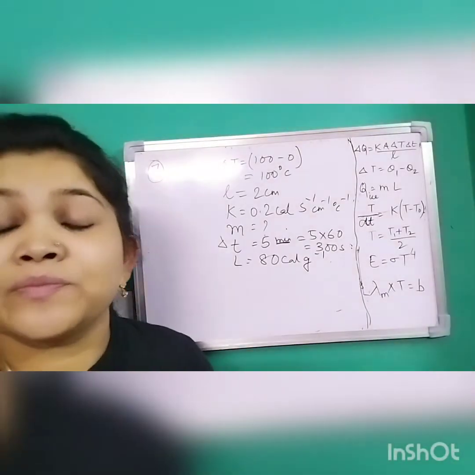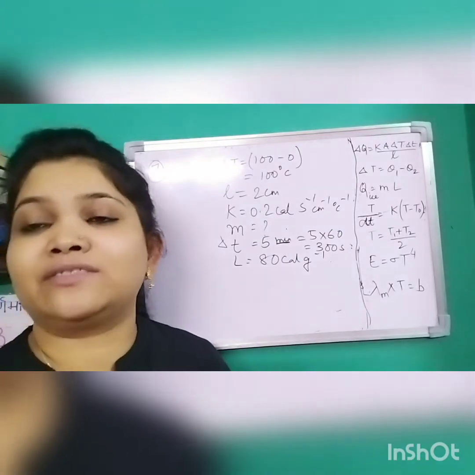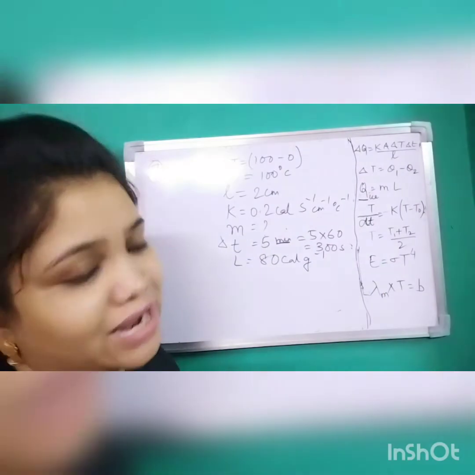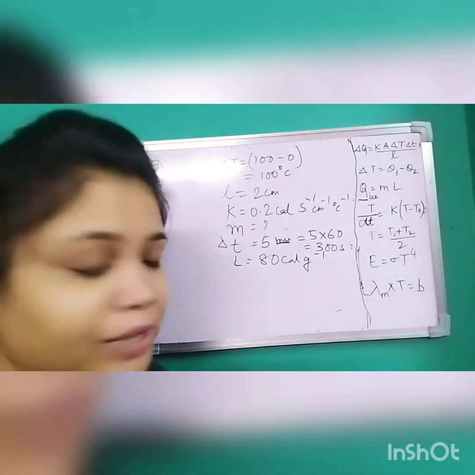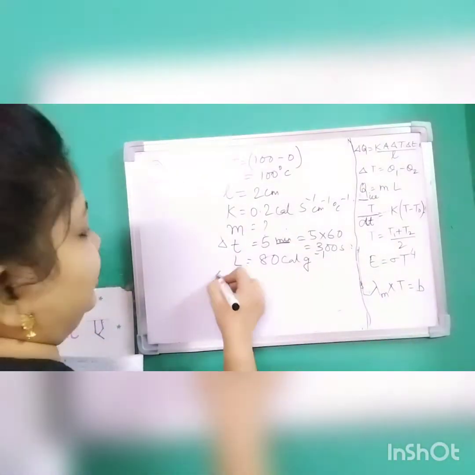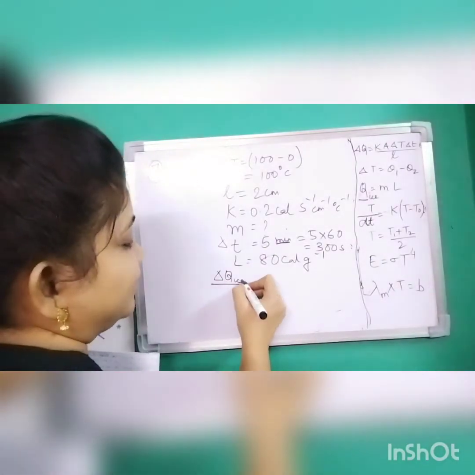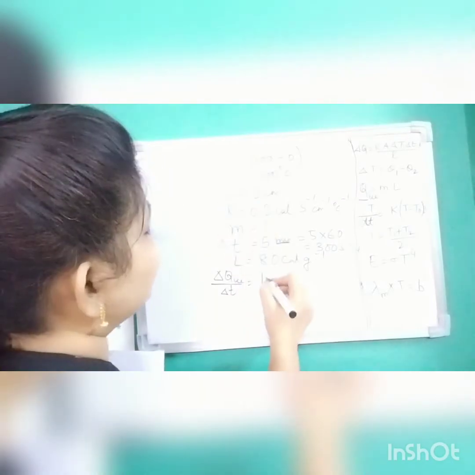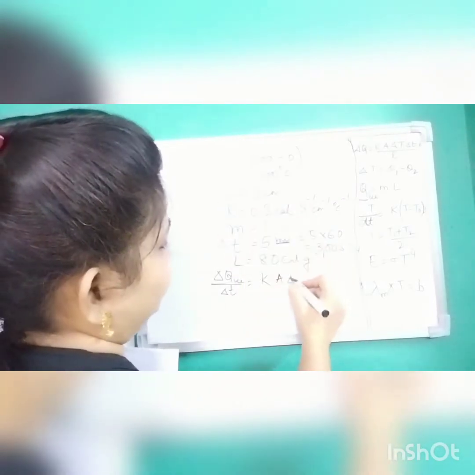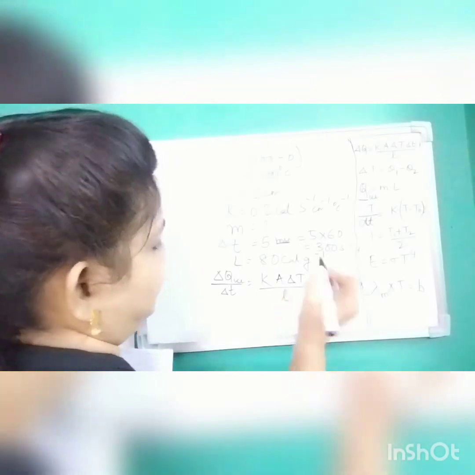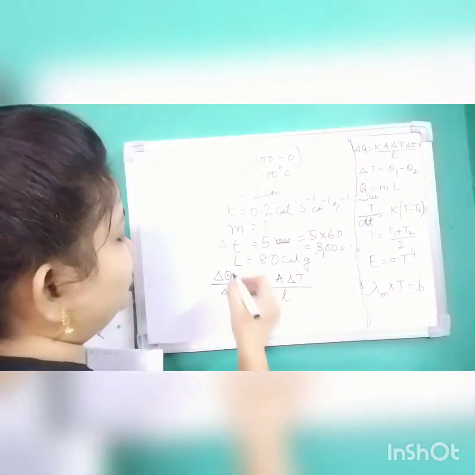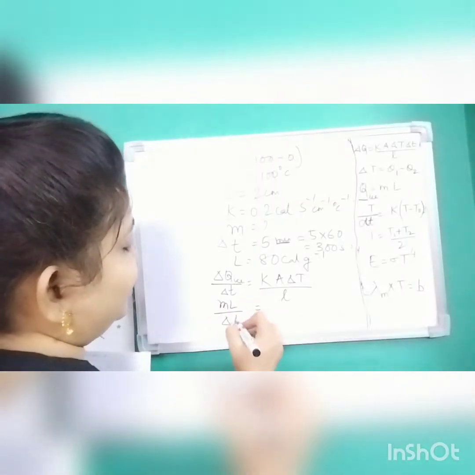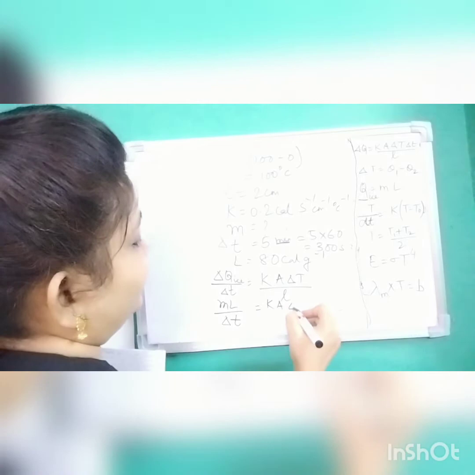In class 10, when you did the calorimetry chapter, you obviously learned that the amount of heat of ice is nothing but mass into latent heat. So all quantities are given. Let us put it in the formula. Delta Q ice, I am writing down ice so that I can put the next formula over here, delta Q by delta T is equal to K A delta T by L. So instead of delta Q ice, you are going to put M into L by delta T is equal to K A delta T by L.